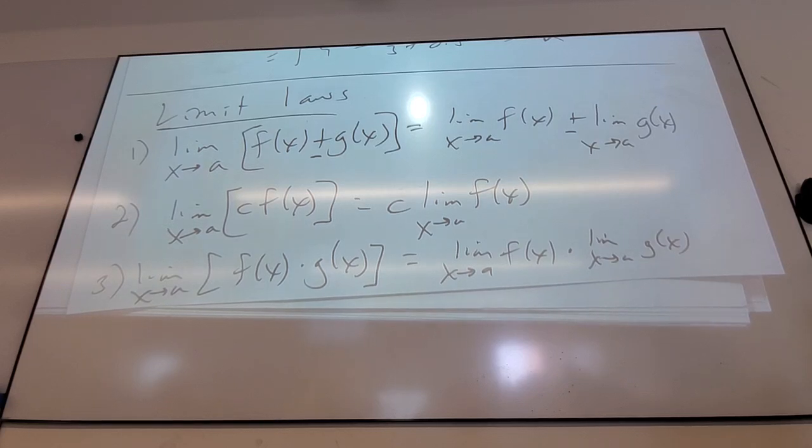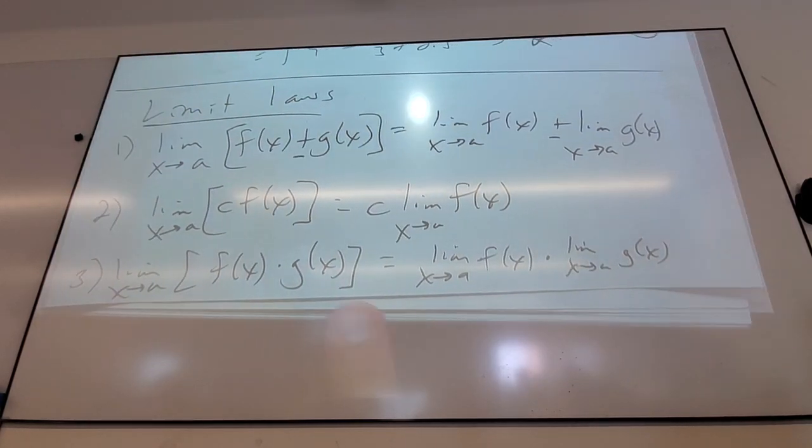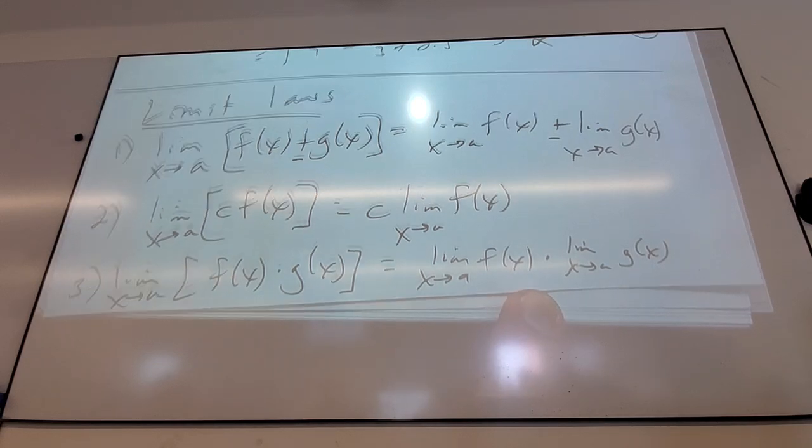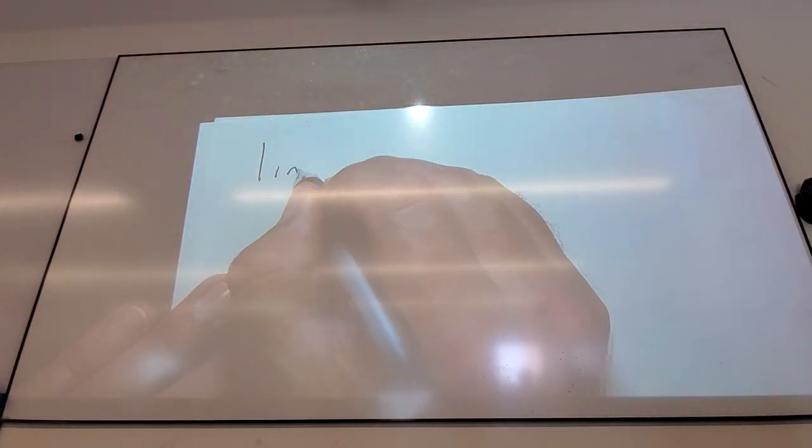There's one more of these, but just to give you a specific example of that last one. Does everybody have these down yet? What is this limit?